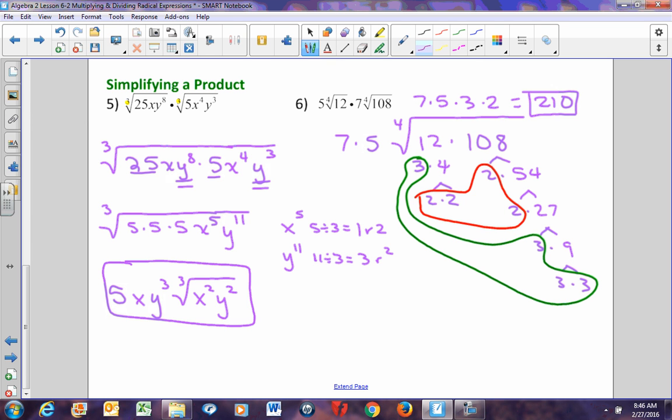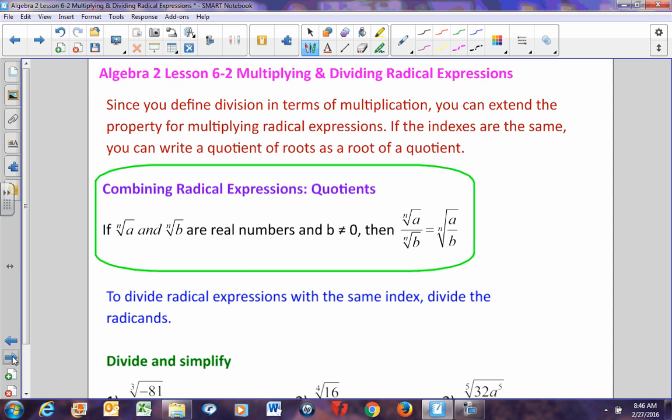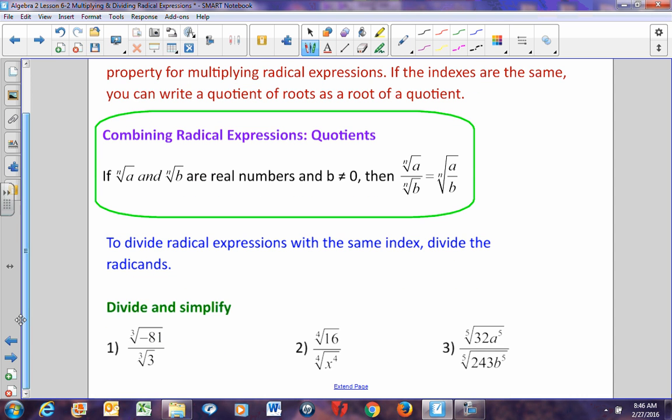Now, since we define division in terms of multiplication, you can extend the property for multiplying radical expressions to division. If the indexes are the same, you can write a quotient of roots as a root of a quotient. So in other words, the nth root of a divided by the nth root of b is the same thing as saying the nth root of a divided by b. Now, to divide radical expressions with the same index, you divide the radicands. Okay, so let's take a look at a few of these.